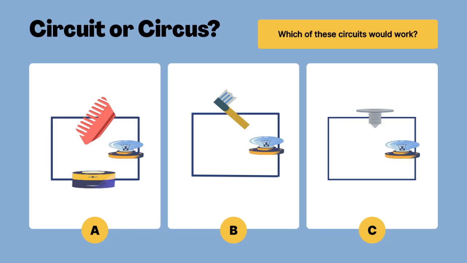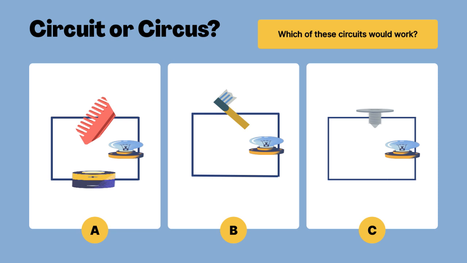So here's the question: circuit or circus? Looking at these options, we have three choices: A, B, and C. Now the big question is, which of these circuits would actually work? Think about it. What makes a circuit functional? It needs to be complete, connected properly, and capable of allowing current to flow without interruptions.